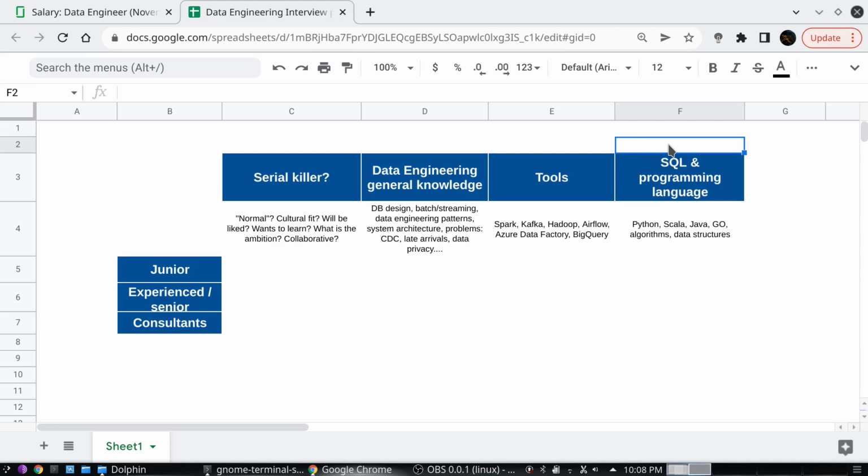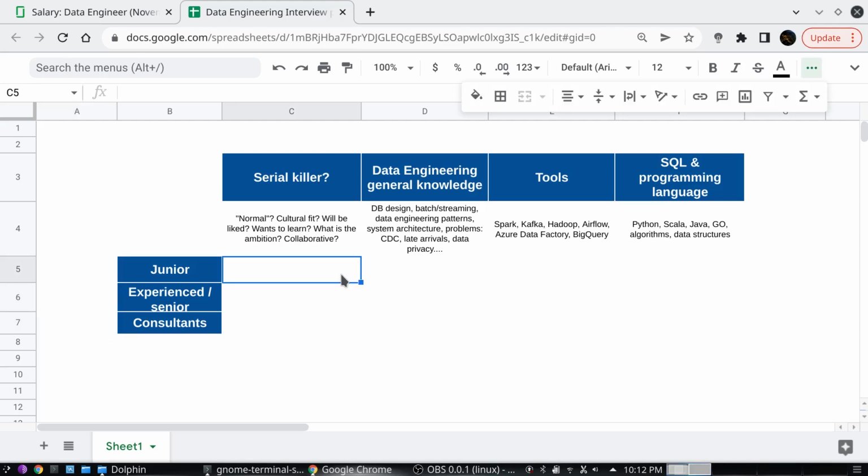And then it depends on the type of job you are applying for. You can of course apply for junior, entry-level positions. You may be a more experienced person, senior or principal. Or you may be a consultant, looking for different consulting jobs. Different things will have different importance for a company that is looking for a data engineer.